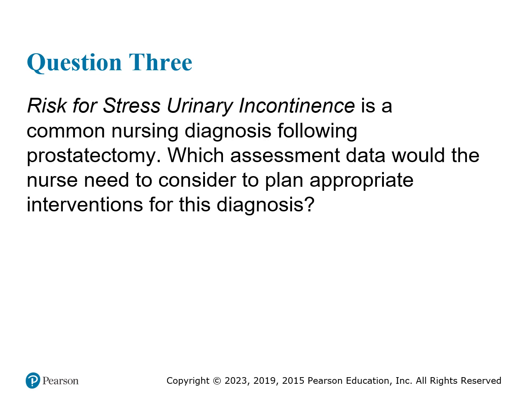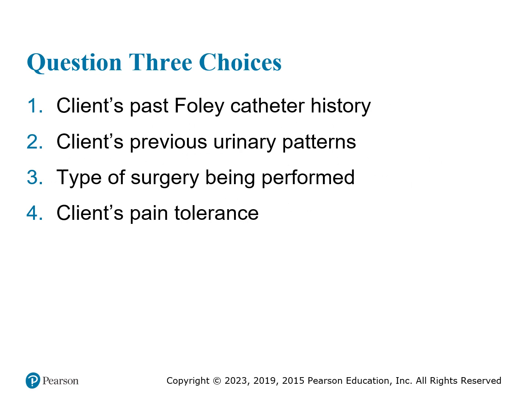Risk for stress urinary incontinence is a common nursing diagnosis following prostatectomy. Which assessment data would the nurse need to consider to plan appropriate interventions for this diagnosis? And your options are: number 1, client's past Foley catheter history; number 2, client's previous urinary patterns; number 3, types of surgery being performed; and number 4, client's pain tolerance.